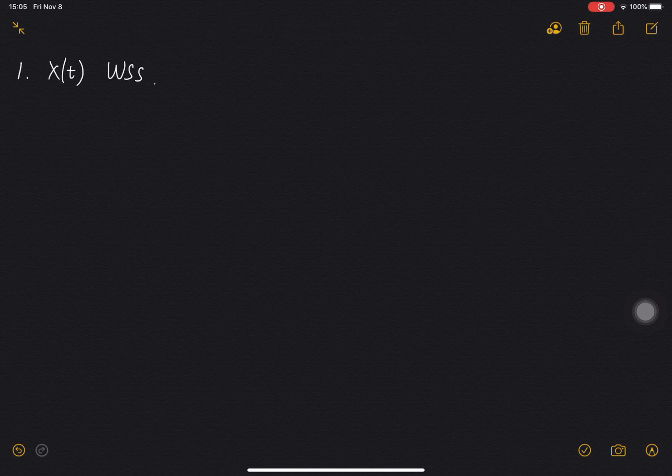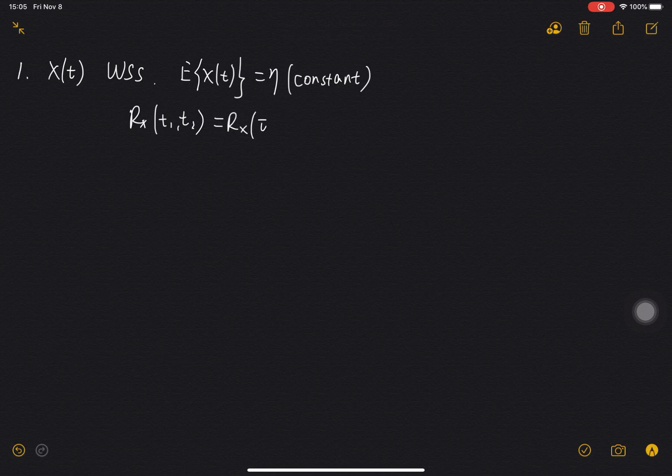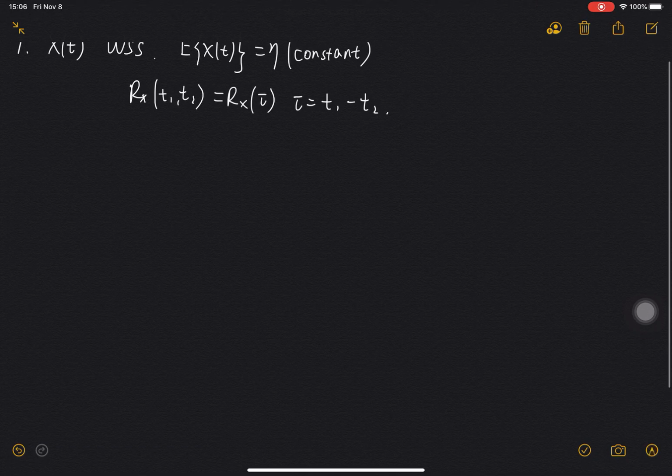So we have some conditions: the expectation of xt should be a constant, and the autocorrelation Rx(t1, t2) should be something related to tau, where tau is t1 minus t2. Okay, and we also have a yt.